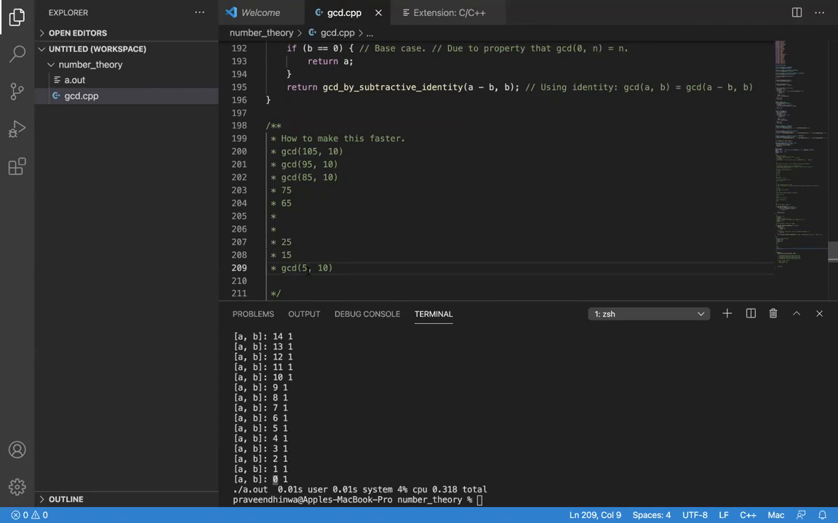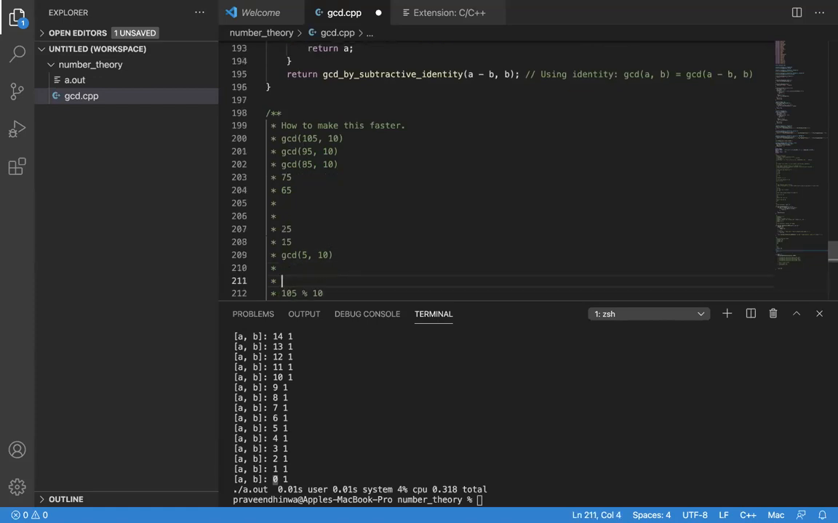This operation means I am taking the remainder of 105 modulo 10. So instead of this step, I keep dividing 105 by 10 as long as I can, and whatever remains is the final remaining number. So instead of going from GCD of 105 comma 10 in single steps, I can directly go to GCD of 105 mod 10 comma 10, which is GCD of 5 comma 10.